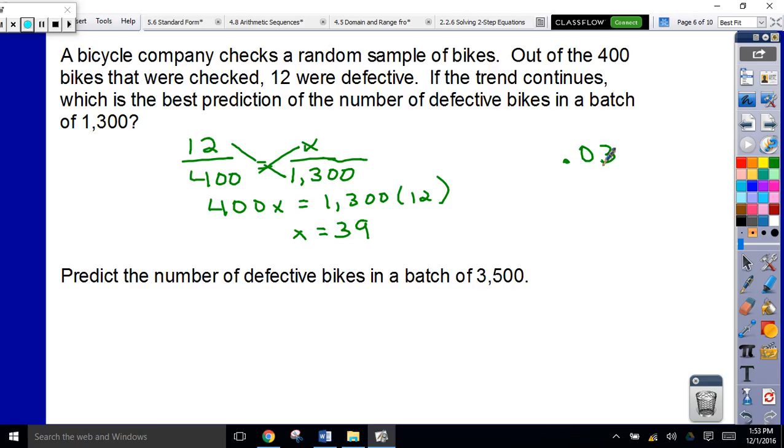So 39 bikes out of a batch of 1,300. If you go to Walmart and buy a bike, it's a pretty good chance that it's going to work. For most people, you're going to get one that works. Then you ride the bike.